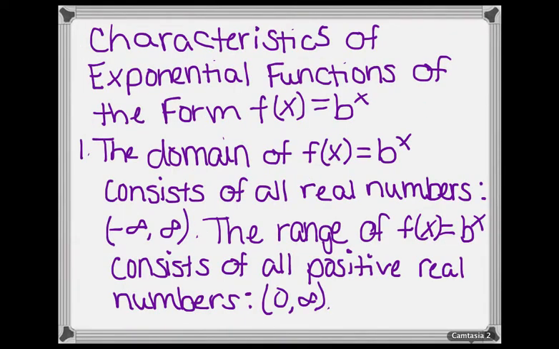Characteristics of exponential functions of the form f of x equals b to the x power. The domain of f of x equals b to the x power consists of all real numbers, negative infinity to infinity. The range of f of x equals b to the x power consists of all positive real numbers, which is 0 to infinity.